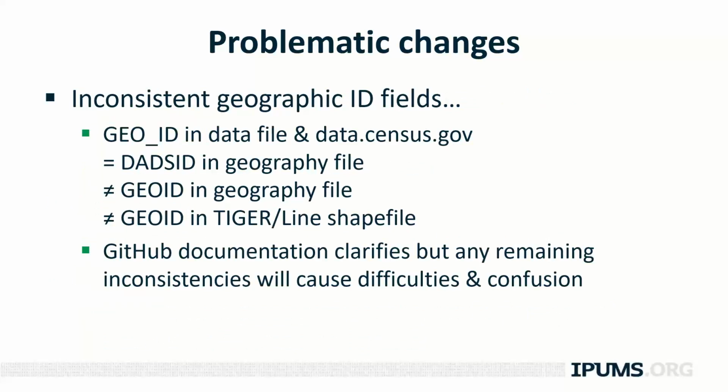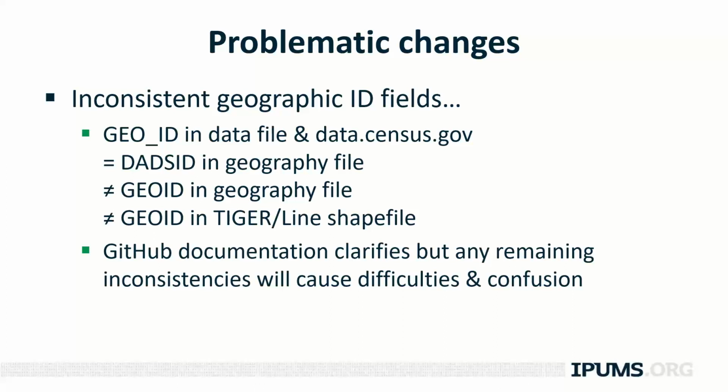Another problematic change is that there is currently a lot of inconsistency in how geographic ID fields are identified based on what content they include. The geo_ID field that now appears in the new summary file data files and on data.census.gov includes multiple components that also appear in this DADS ID in the geography file. Those components do not appear in the GeoID in the geography file. And none of those extra components appear in the GeoID in TigerLine shape files. So there are actually three different versions of GeoID at the moment. As I understand, DADS ID will go away, and the new GeoID will probably be consistent across these things, but it will still, as I understand, not be consistent with the GeoID in the TigerLine shape file.